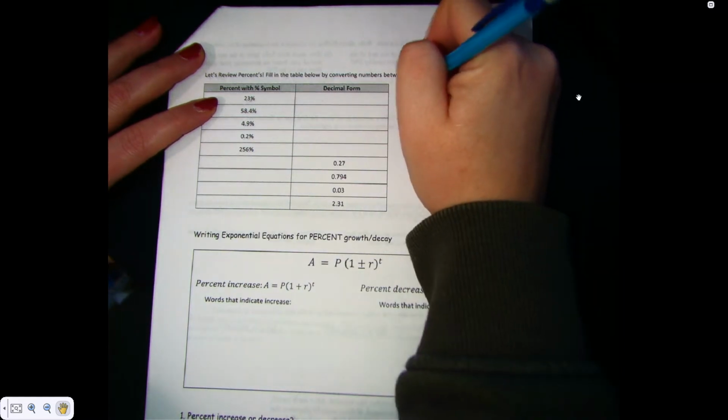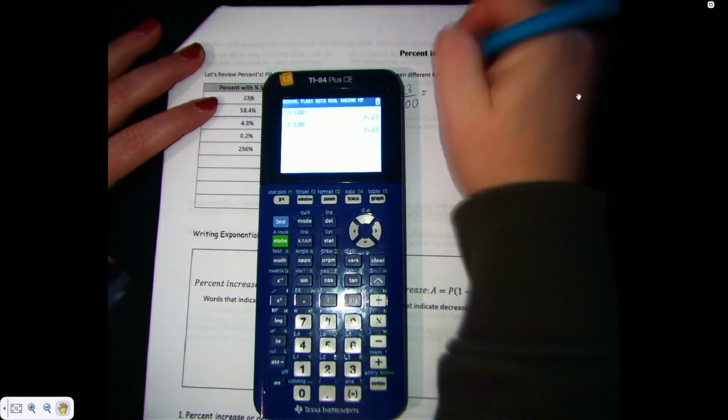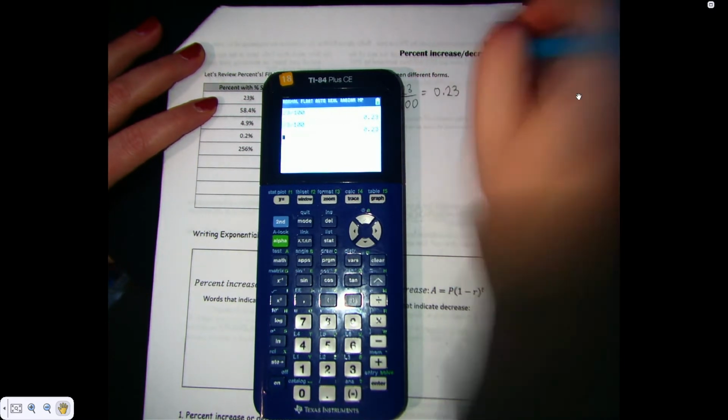If I want to turn a percent into a decimal, what do I do? Remember way back when, all of our percents are taken out of 100. So you start with 100% and it either goes down or it goes up. So if I wanted to do that, I would take 23 out of 100, put this into my calculator, and get 23 divided by 100, and that's going to give me 0.23.